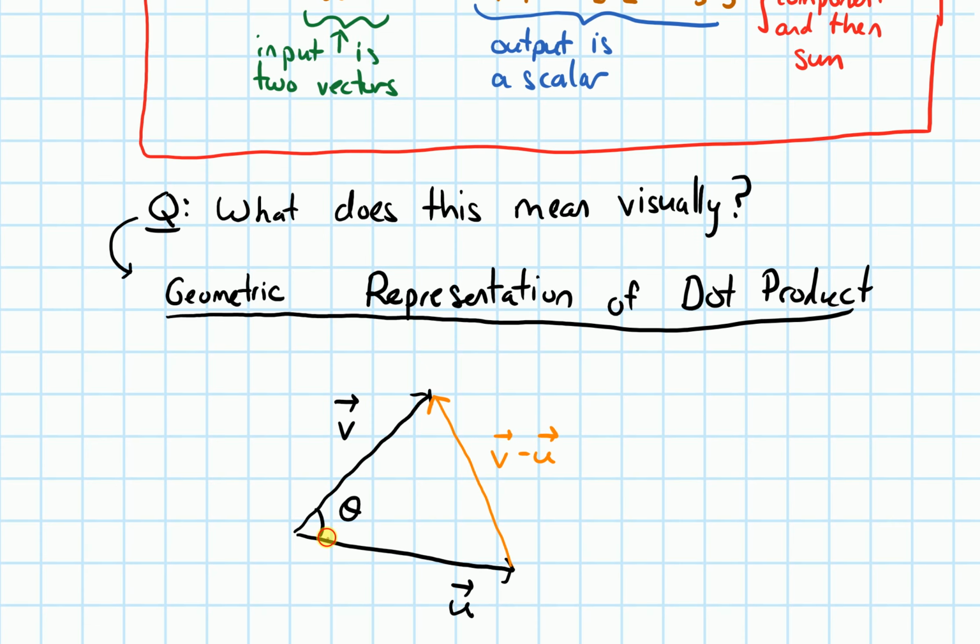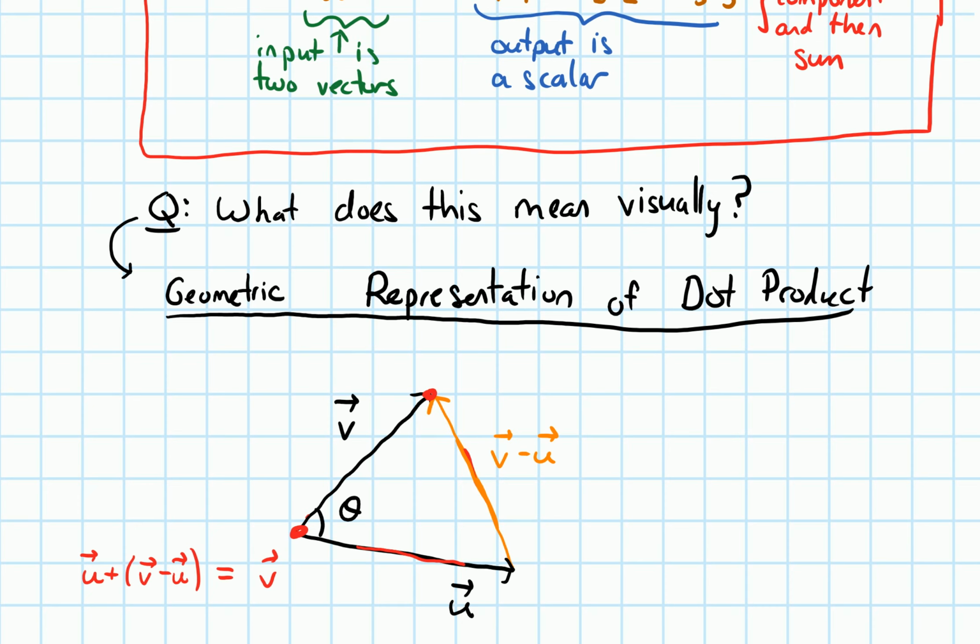If we use our head to tail method of adding vectors, and we take the vector u and add that to v minus u, we would expect to get the vector starting at this point and ending at that point, which is v. And sure enough, if we add these, the u's cancel and we get v. So that orange vector that I had drawn in is v minus u.